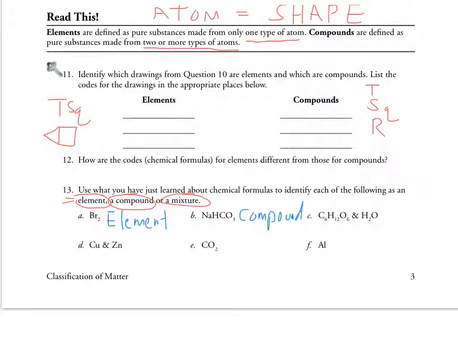The next one, we have some sugar compounds, C6H12O6. Again, you don't have to be familiar with what that is. And H2O, perhaps you might recognize that as being water. So we have two different types of compounds mixed together, so we could call this a mixture.